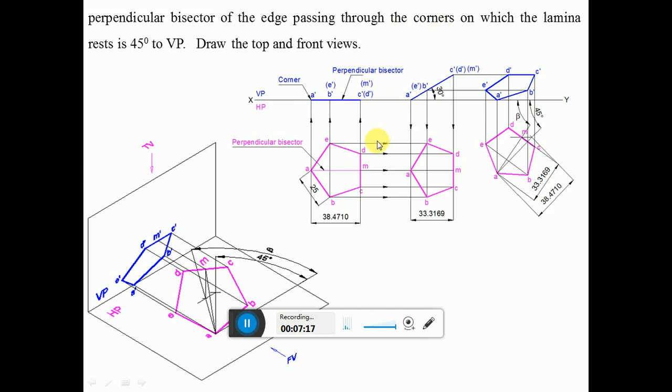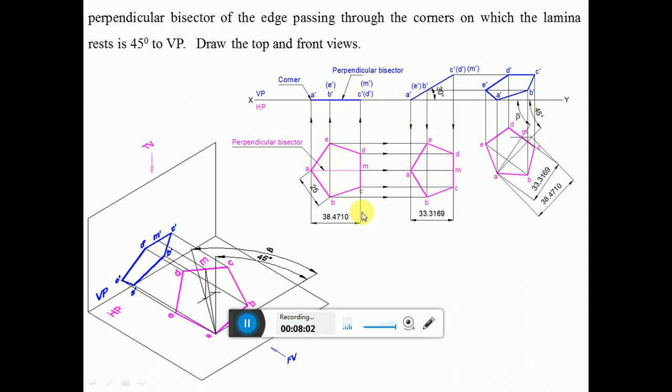So we need to understand where I will be able to find the true length. Now because the surface is inclined, the perpendicular bisector is inclined, so we are getting the apparent length here. But where are we going to get the true length? You can see the two endpoints of the perpendicular bisector AM are parallel to VP, so I am getting the true length here. Similarly, the perpendicular bisector A dash M dash is parallel to HP, so I am also getting the true length here. Similarly, AM is parallel to VP, so I am getting the true length here also. You can take either this or this or this.